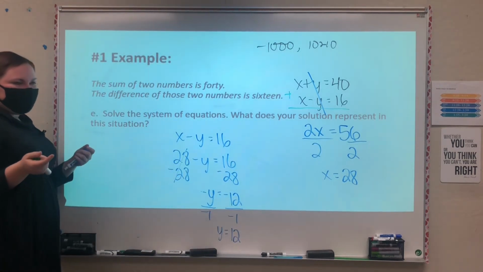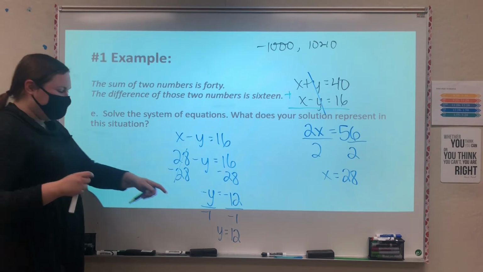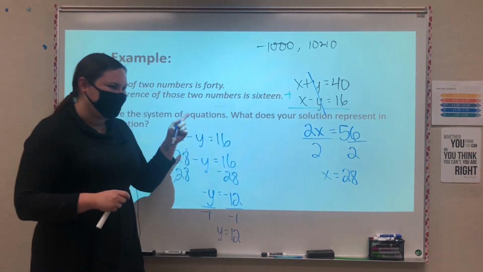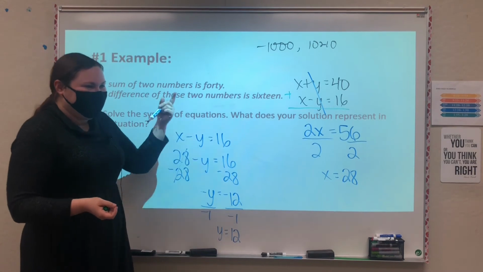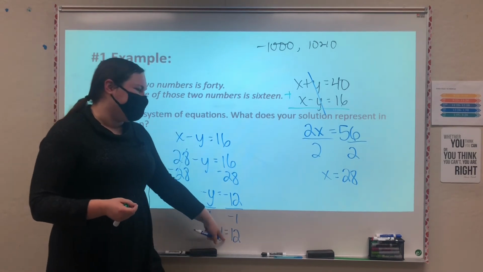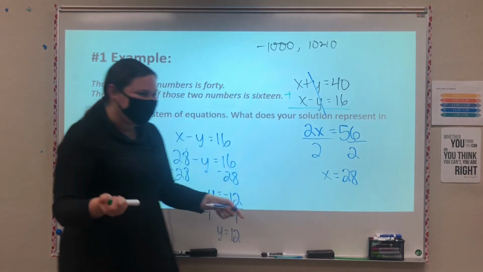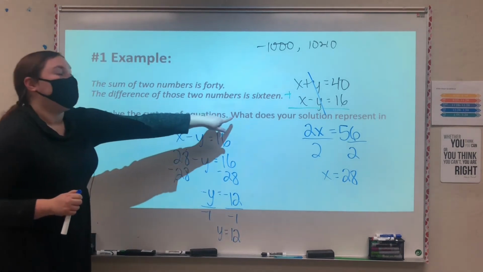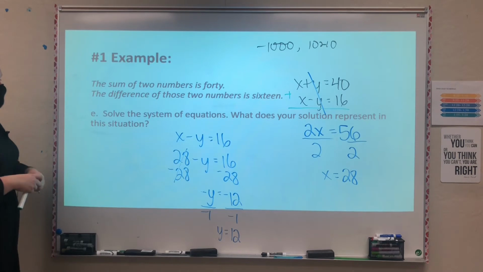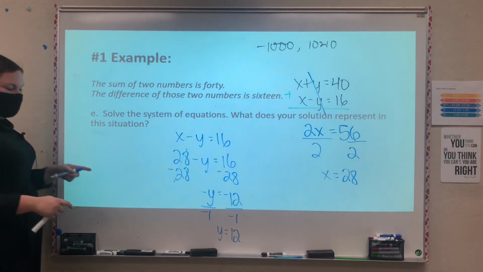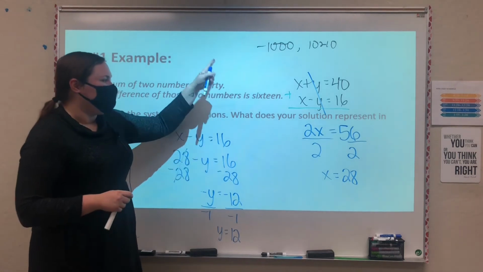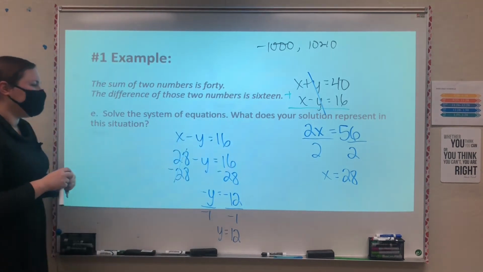What you just said is exactly how we could check it. You said this is the number that we should be able to add to 28 to give us 40. Is that true? Does it add? And then you said this should be the number we can subtract to give you 16. Is that true? Yes. So we figured it out. And you've already told me the second part. What does your solution represent in this situation? This right here represents the combination of numbers that add to 40 and subtract to 16.